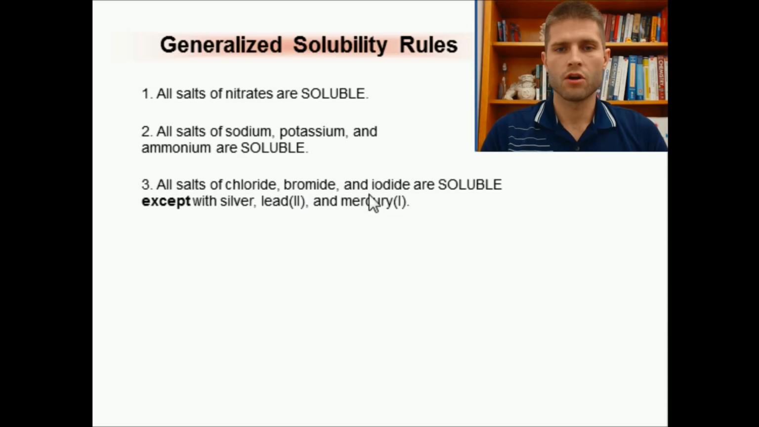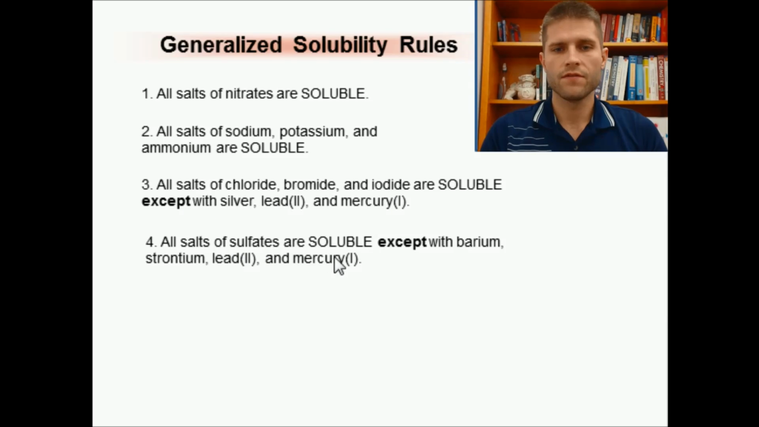Salts of chloride, bromide, and iodide. Okay, these are your halogens. They're going to fall apart except for silver, lead 2, and mercury 1. So this except is a very important aspect of this solubility rule. It will tell you which cations are going to form a product, which cations are going to form a precipitate. So all salts of chloride, bromide, and iodide are soluble except for these 3.